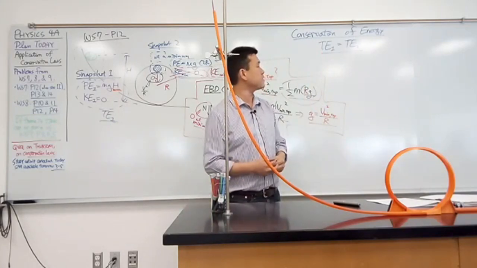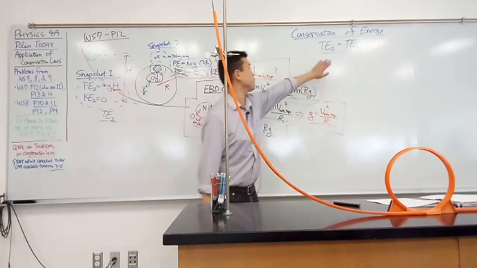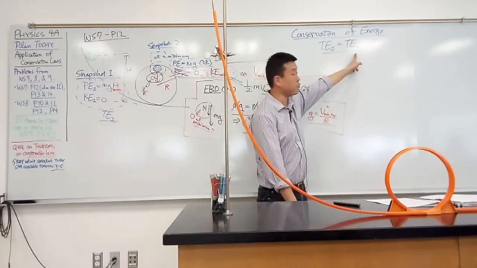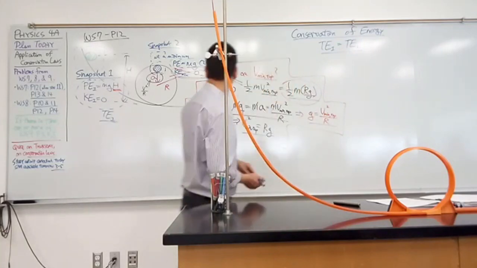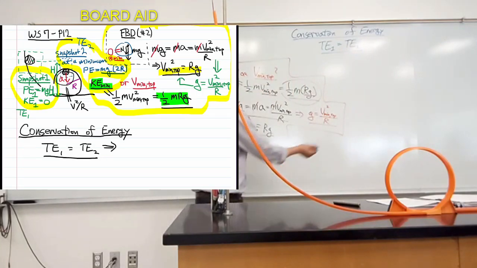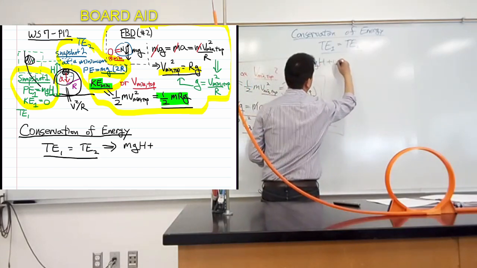And part of doing this drill is something that I want to use some of the lab time for. So let's wrap up this question. We start out with this. Total energy at point 1 is equal to total energy at point 2. And I'm going to write this out. So total energy is potential plus kinetic. So at point 1, it'll be mgh plus kinetic.